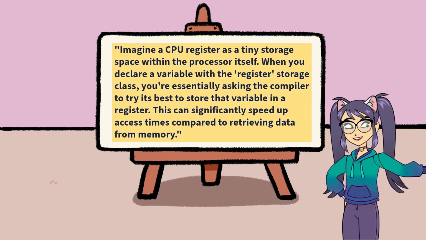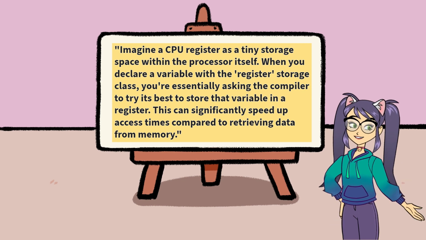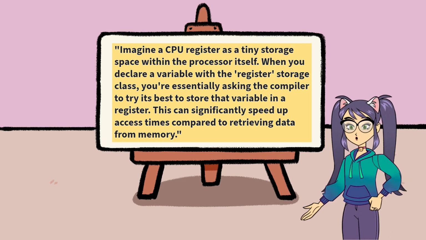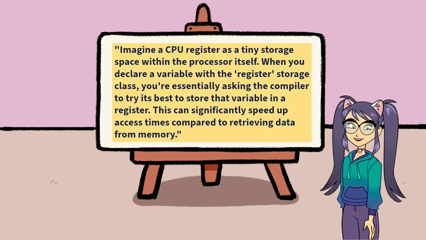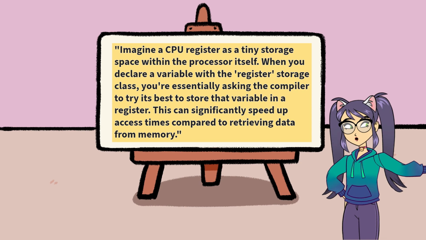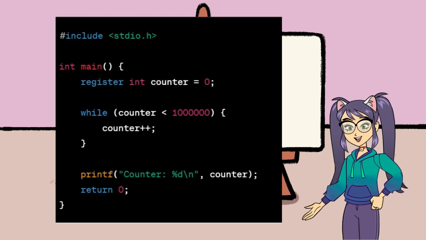Imagine a CPU register as a tiny storage space within the processor itself. When you declare a variable with the register storage class, you're essentially asking the compiler to try its best to store that variable in a register. This can significantly speed up access times compared to retrieving data from memory. Let's explore how to use the register storage class and its limitations.